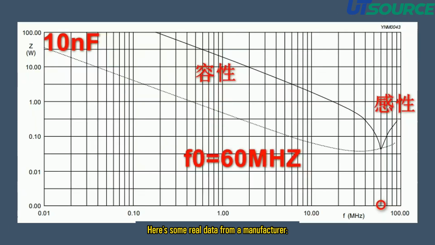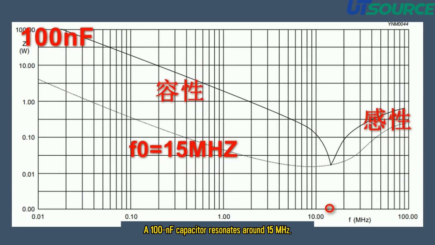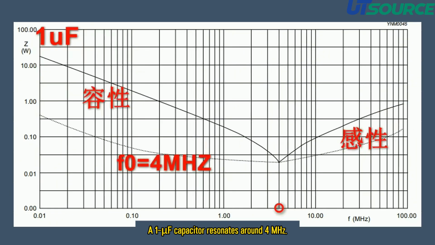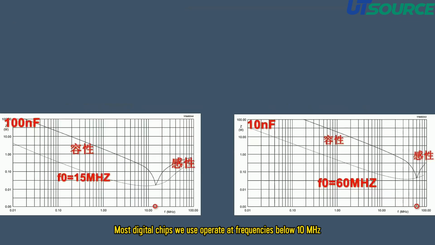Here's some real data from a manufacturer. A 10 nF capacitor resonates around 60 MHz. A 100 nF capacitor resonates around 15 MHz. A 1 µF capacitor resonates around 4 MHz. Most digital chips we use operate at frequencies below 10 MHz. So most power-related noise also falls in this range. So in practice, 100 nF is the most suitable value for chip power pins.